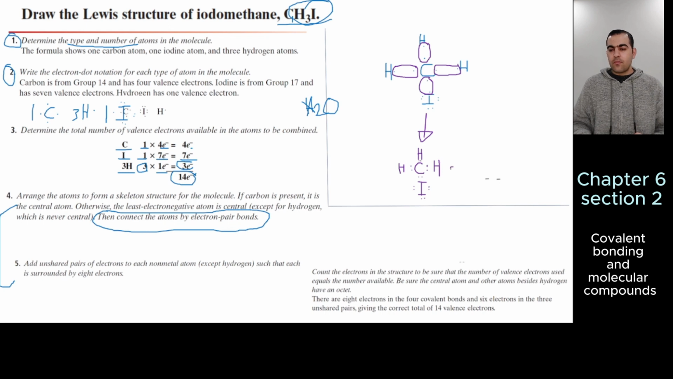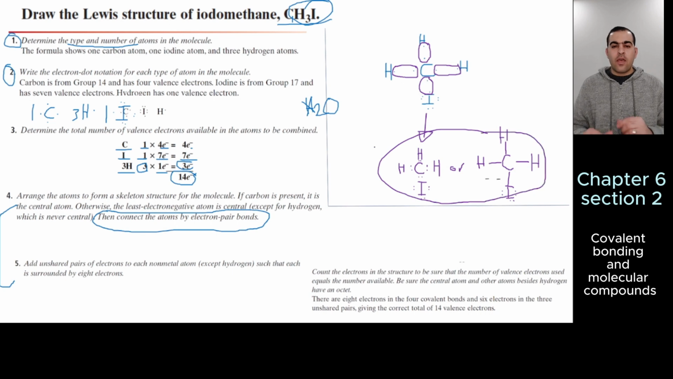Or instead of paired electrons between the symbols of 2 atoms, instead of shared electrons, we can represent them by a dash. Hydrogen, instead of these 2 dots, we can write iodine like that. Don't forget the lone pairs. Iodine has 3 lone pairs. Hydrogen, and another one is hydrogen. So this is the Lewis structure. There are 2 methods to write the Lewis structure for iodomethane.